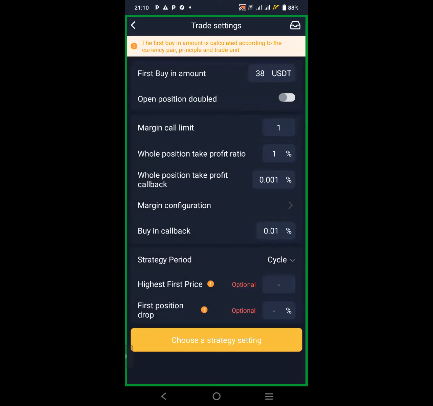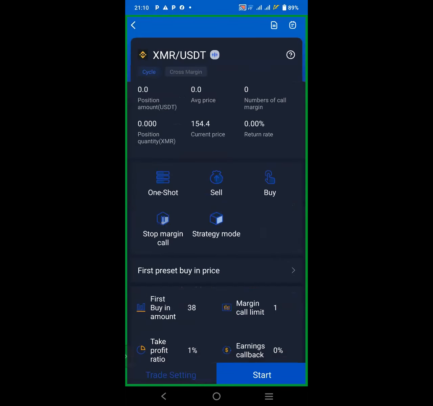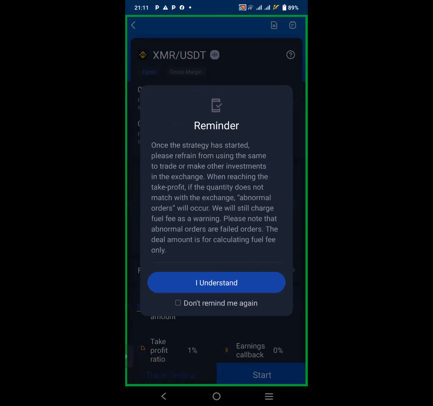Now click save on the top right, and then confirm. And then now you can start. You can start at the bottom right. And then say, I understand.